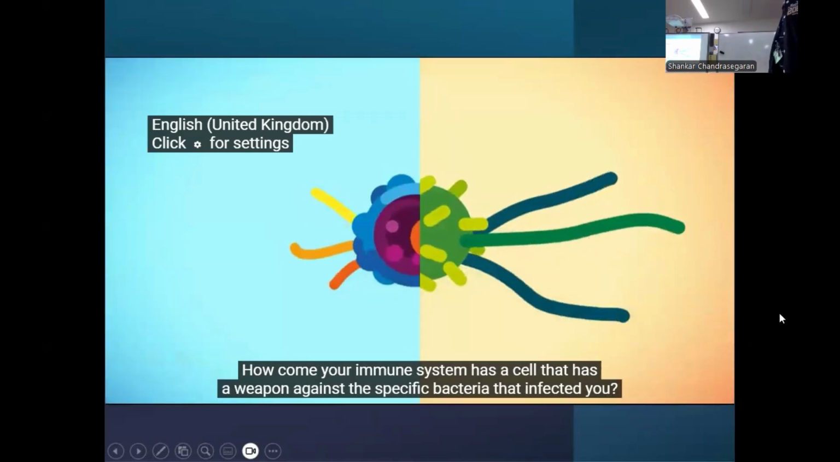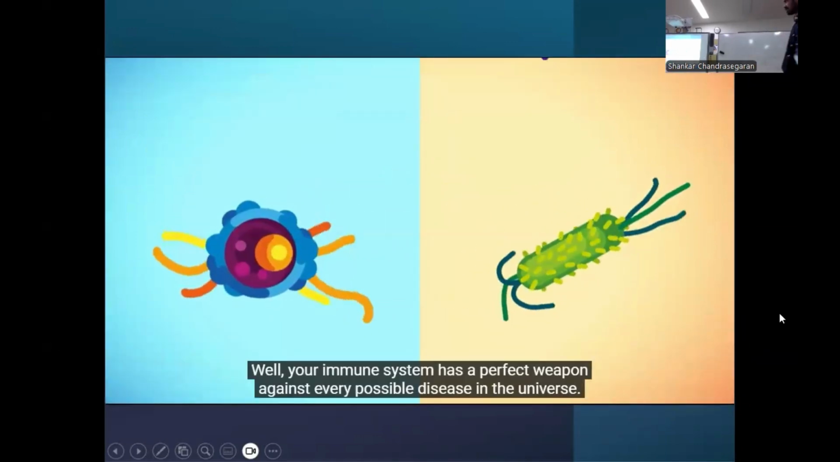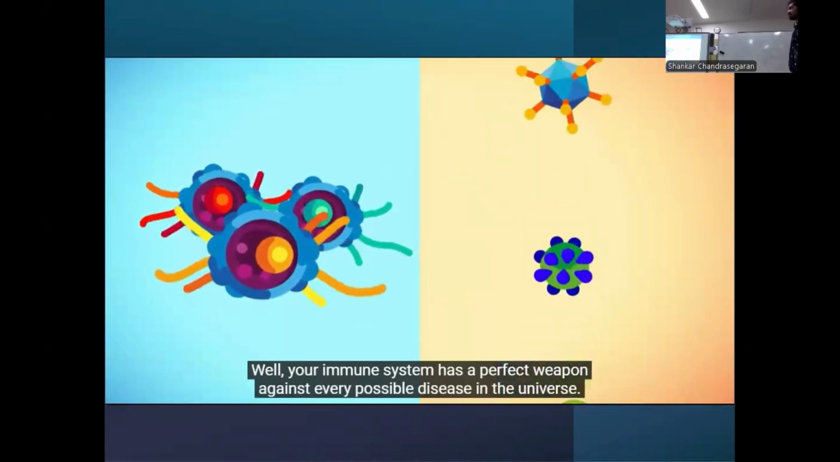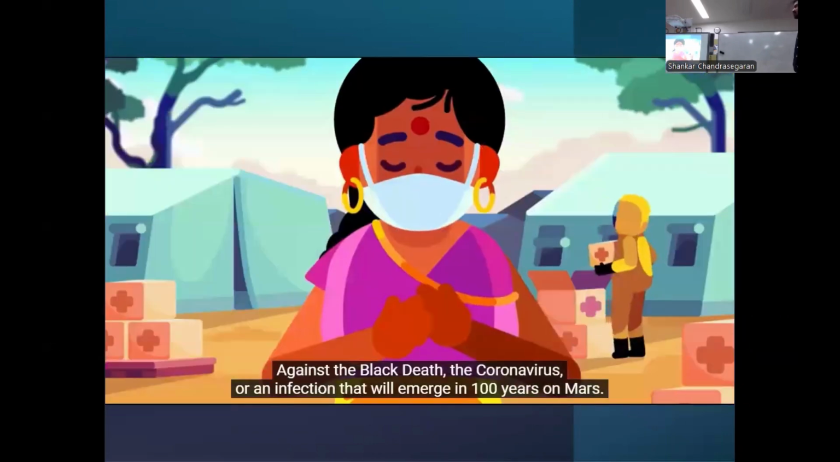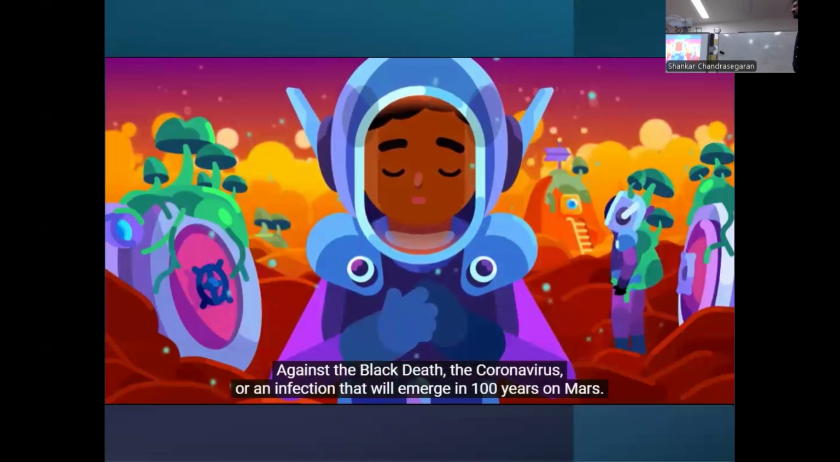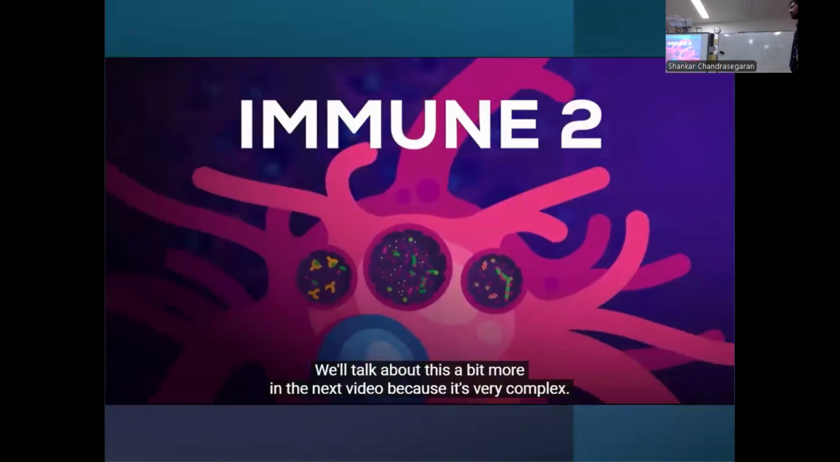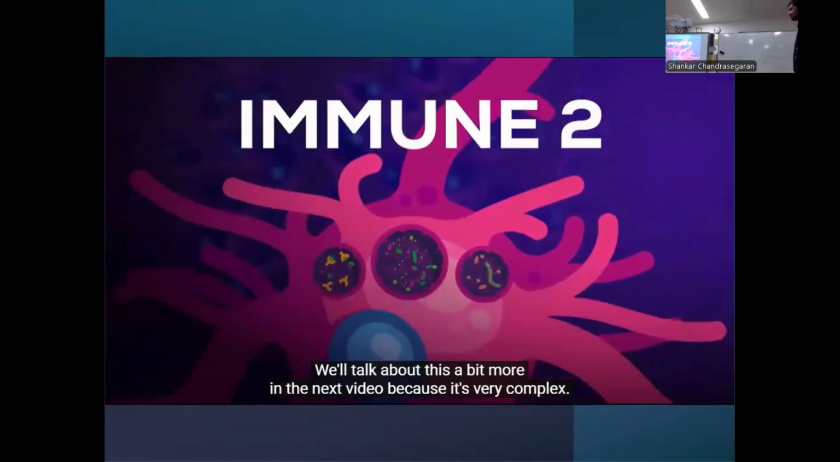How come your immune system has a cell that has a weapon against the specific bacteria that infected you? Well, your immune system has a perfect weapon against every possible disease in the universe, against the Black Death, the coronavirus, or an infection that will emerge in 100 years on Mars. We'll talk about this a bit more in the next video because it's very complex.